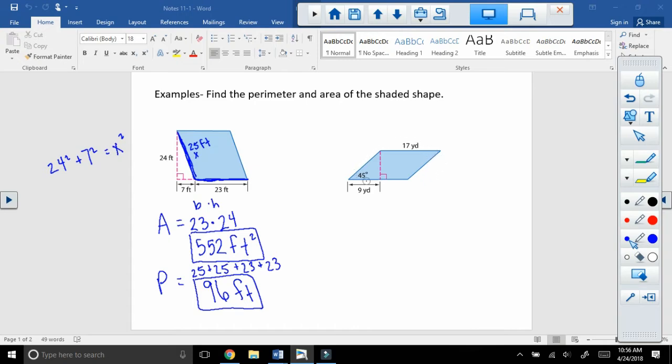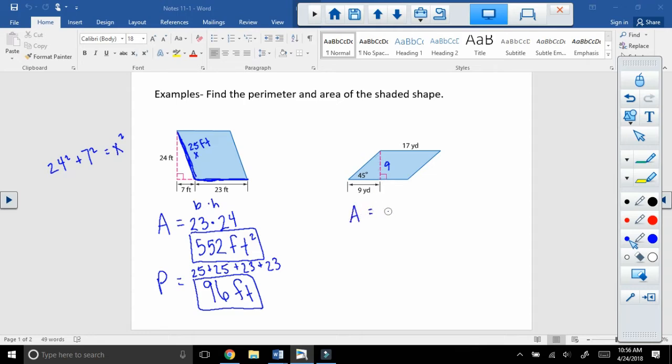For this next parallelogram, I actually have everything I need for area if you recognize it, because what type of triangle is this? 45, 45, 90. And if you recognize that, how long would this height be? 9, because the ratio of these sides is 1 to 1. So those are just the same.